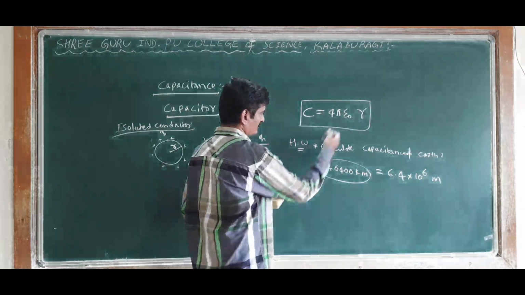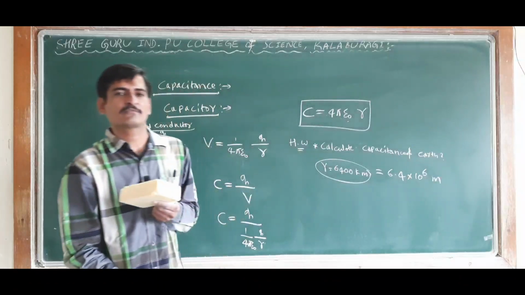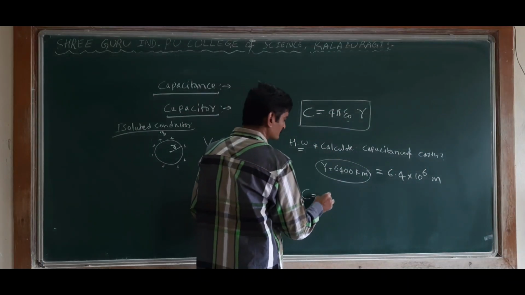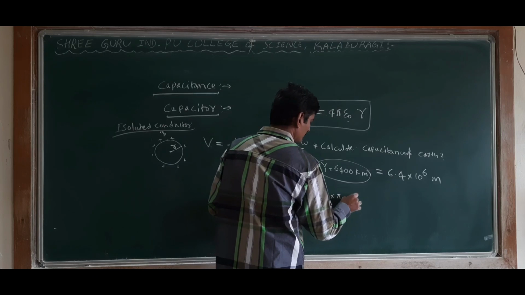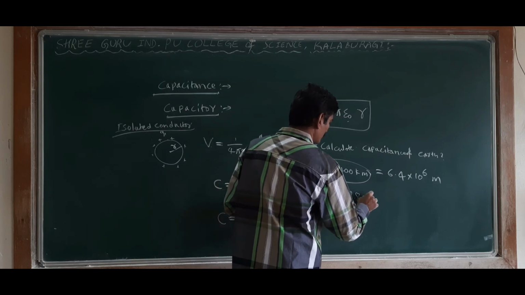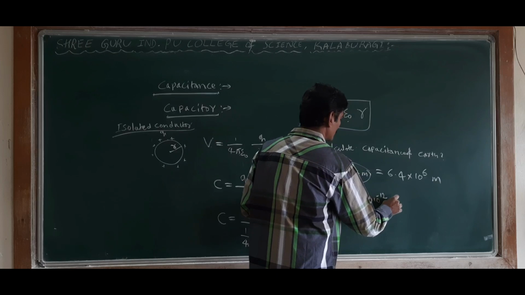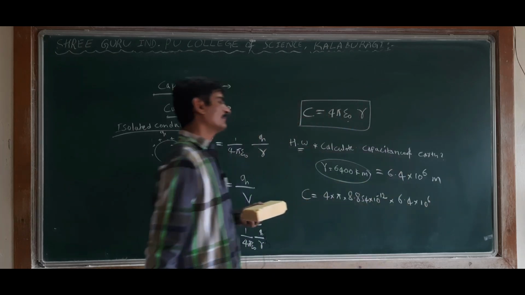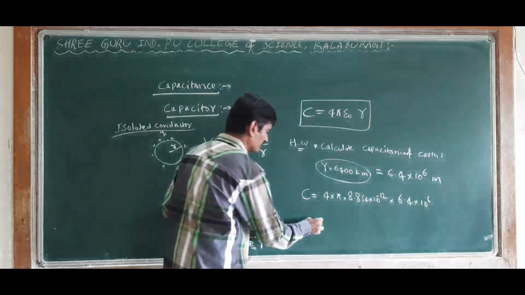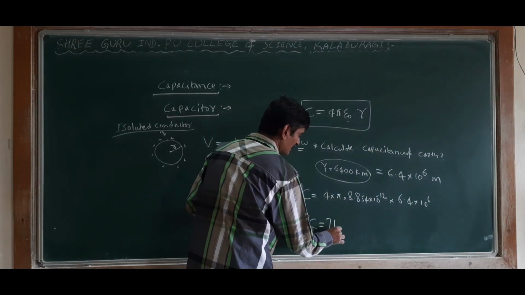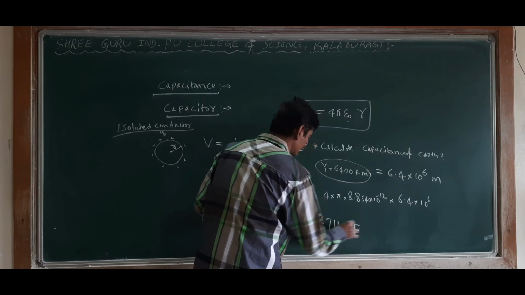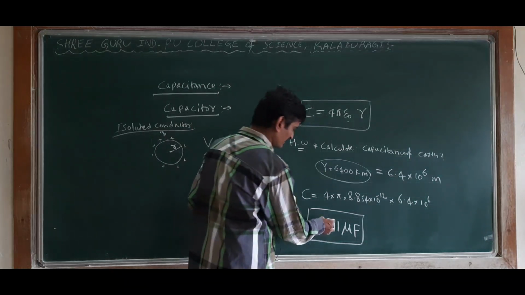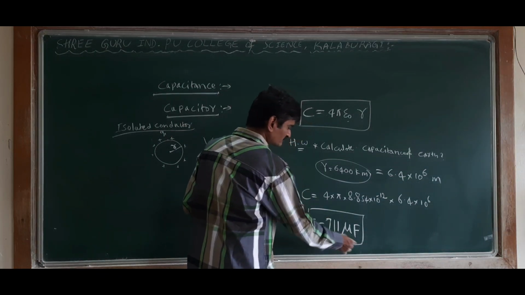Take the epsilon naught value as 8.854 into 10 to the power minus 12. Substitute: C is equal to 4 pi into 8.854 into 10 to the power minus 12 into 6.4 into 10 to the power 6. On simplification, you will get the value as 711 microfarad. See here, the capacitance of the earth is about 711 microfarad.